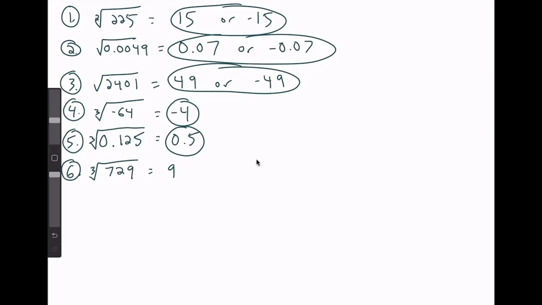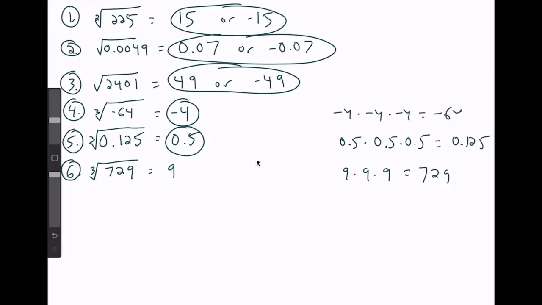Okay, so remember, when we're going through this, the cube root of something, right? 9 times 9 times 9 gives you 729. Okay, 0.5 times 0.5 times 0.5 will give you 0.125. -4 times -4 times -4 will give you -64. So that's literally how they probably made up those numbers for the problem.